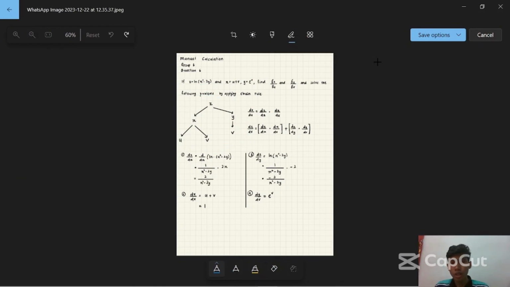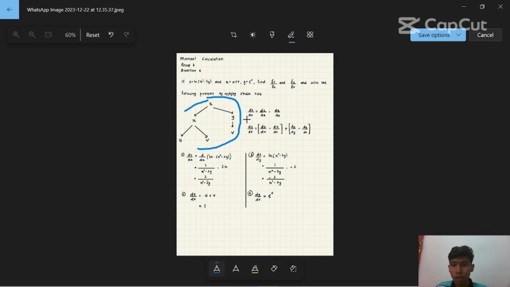The question asks to find the partial derivative of z with respect to u and the partial derivative of z with respect to v. From the tree diagram that we have done, we can find them. How? For the first one, the partial derivative of z with respect to u, we look at our tree diagram. Where can we see z and u? We have z here and also we have u here.